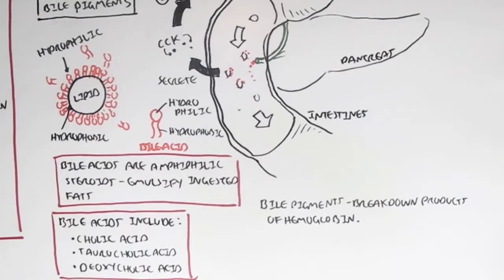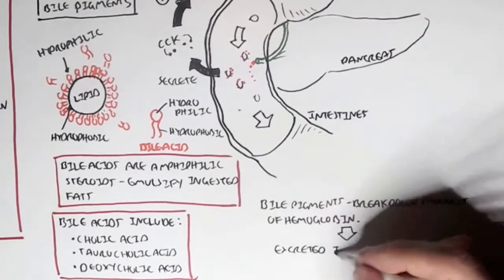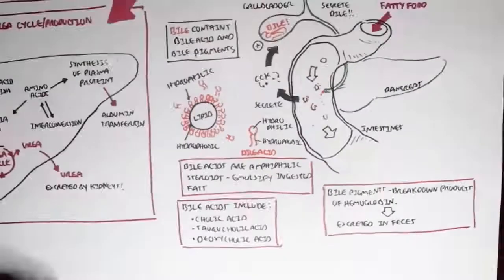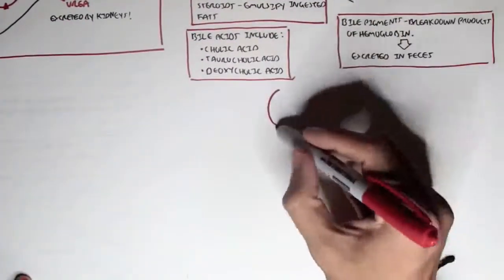Hemoglobin is the center of the red blood cell. So they're the breakdown products of hemoglobin, and these breakdown products, these bile pigments, will then be excreted out in feces. And that is why we have the brown color in our feces. So what do I mean by this?